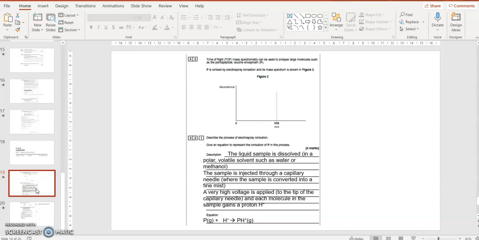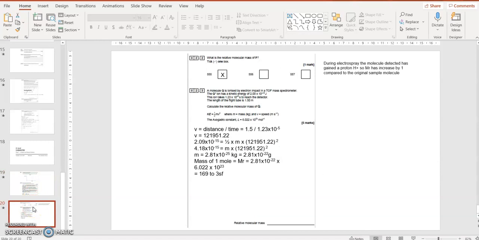So if we look at the equation, P, gaseous, got to be gaseous, and after all it's been converted into a mist through a fine capillary tube under high pressure. That's converted it into a gas, P, gas, and a H+, so that's come from the water or the methanol with a high voltage to bond them together, makes PH+ gas. That's electrospray. So the sample gains an H+, still starts and ends up still as a gas. But if you notice, it's gone from P to PH+, so it's gained an H.